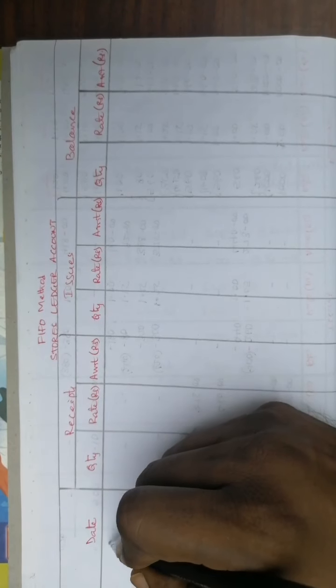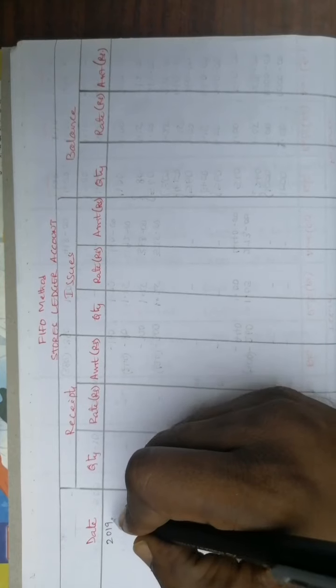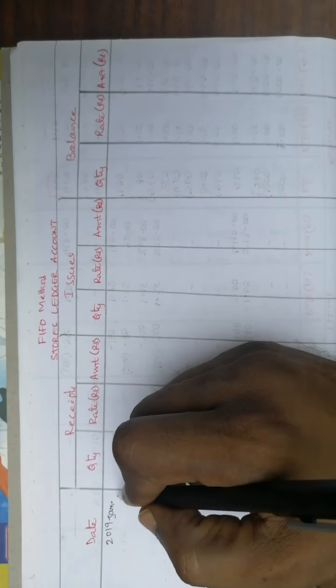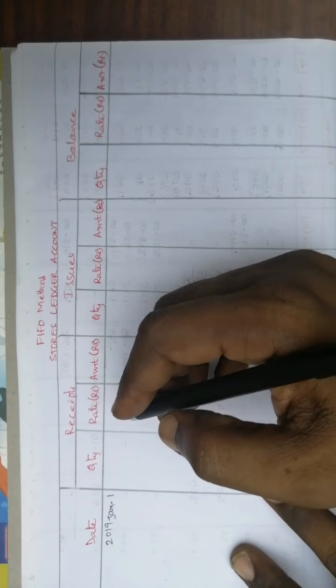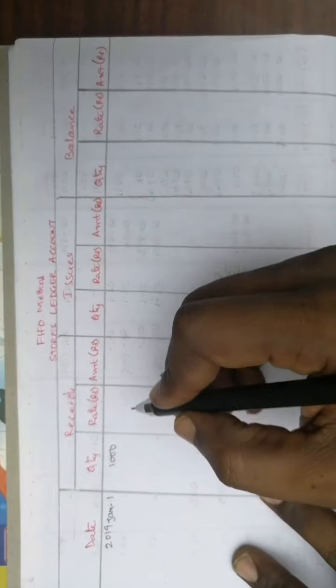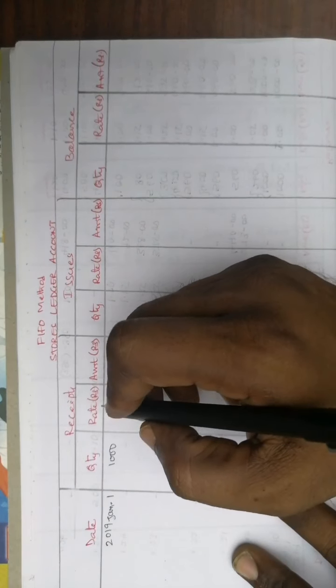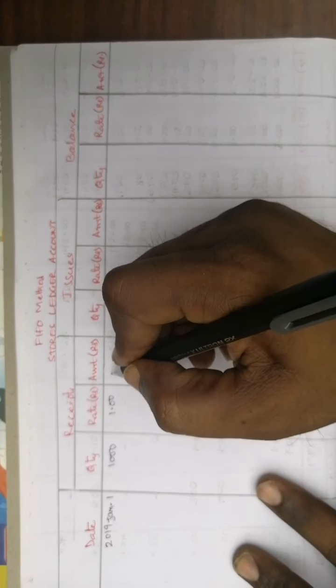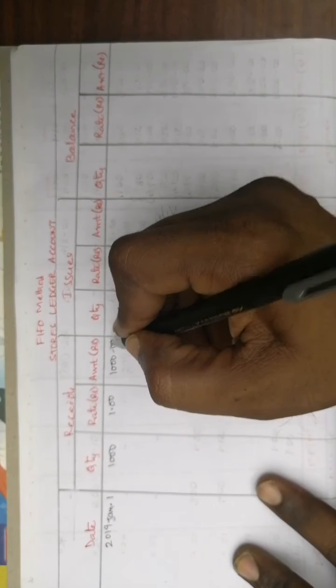2019 January, what is the first date? January 1st. And on January 1st and 10th we have receipts. Just now we have completed the same thing in the LIFO method also. 1000 at the rate of 1 rupee, so it is also 1000 rupees.